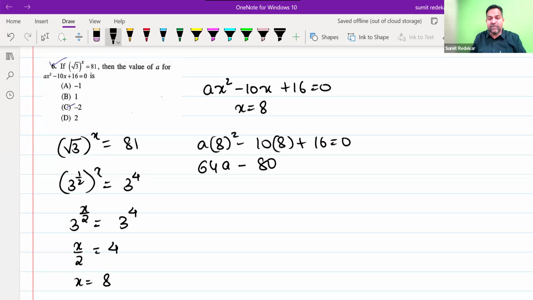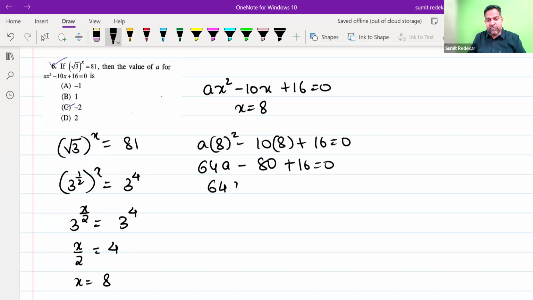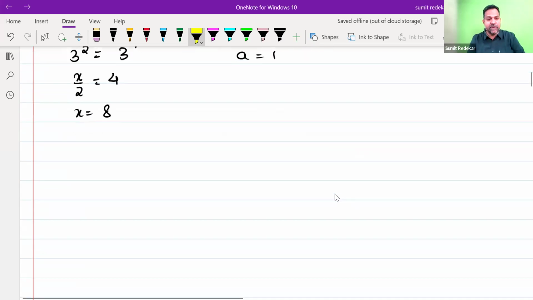64a minus 80 plus 16 is 0. Minus 80 plus 16, 16 minus 80 is a negative 64. 64a minus 64 is 0. 64a is 64. A equals 1. The value of a has to be b, and that is 1. That is question number 6.